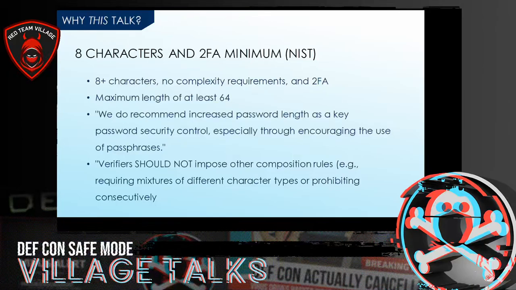They also say the maximum should at least be 64 characters. A hint of where things might be going. There's also a key section here that says increased password length is a key security control and to encourage passphrases. You hear that? The future is coming, slowly, and the 80s might finally end soon.